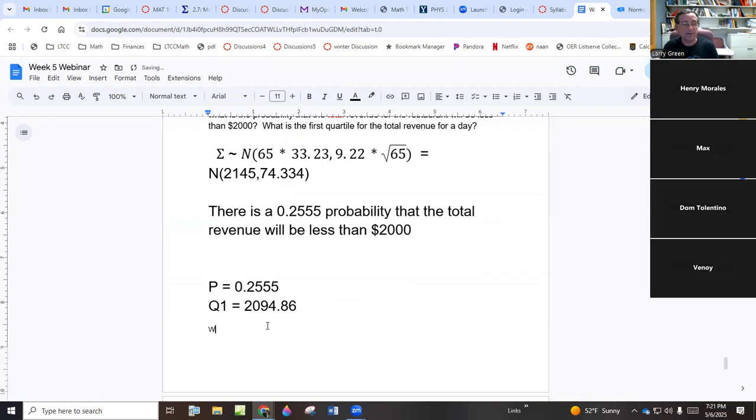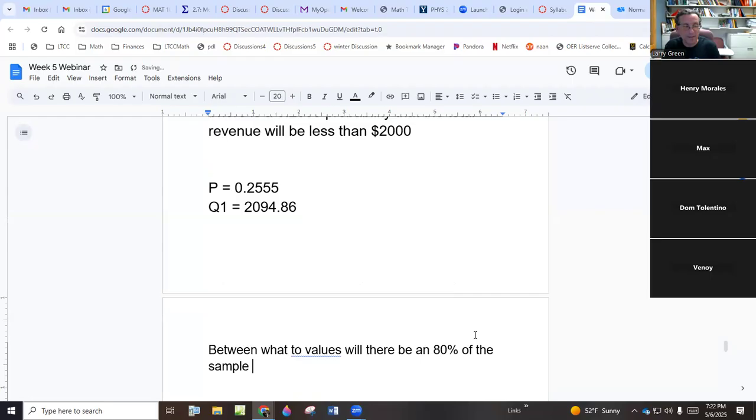Okay. How about this one? Let me ask a question because a lot of people have trouble with these questions on the homework, on the chapter questions, and in the exams. And that is: between what two values will there be an 80% chance of the sample mean lying between?